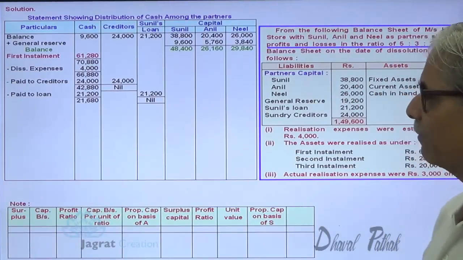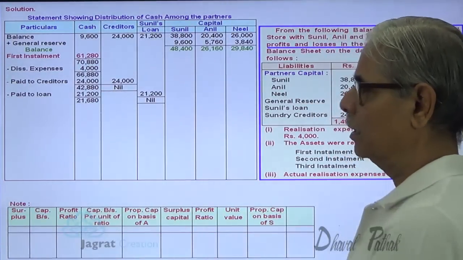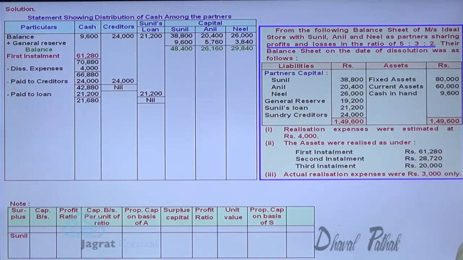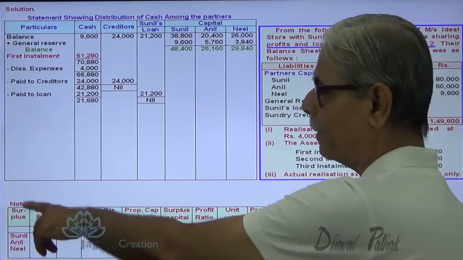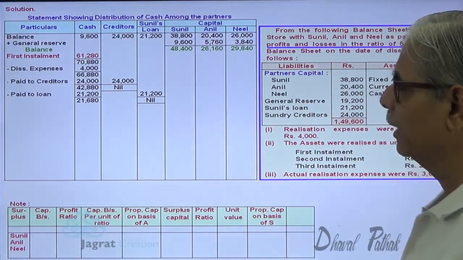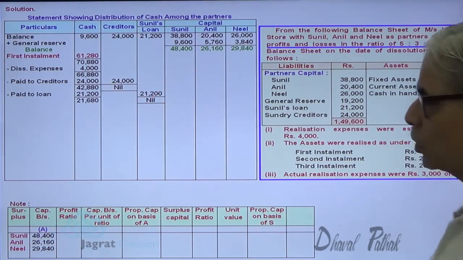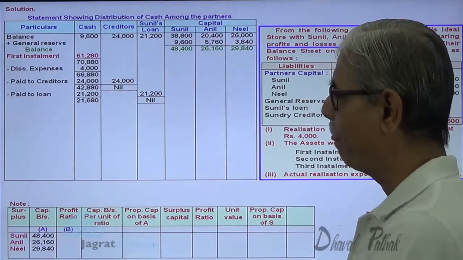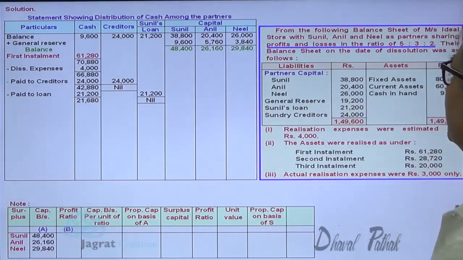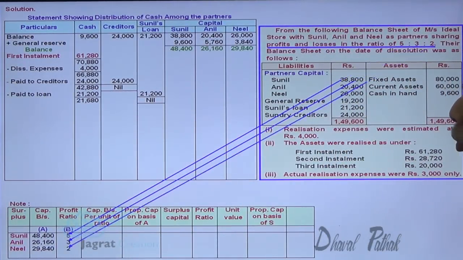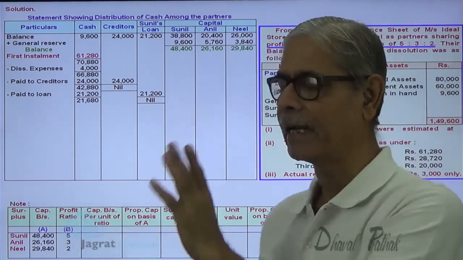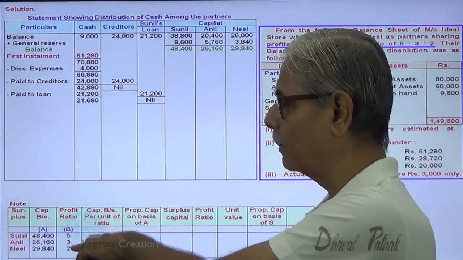So let me prepare a working note for surplus capital. First of all, these are the partners' names, capital balance: Sunil, Anil and Neil. This is the total capital balance payable to them. Ratio of profit sharing 5:3:2. Now this is what I write. This is the name of the partners, this is the capital balance, this is the ratio.